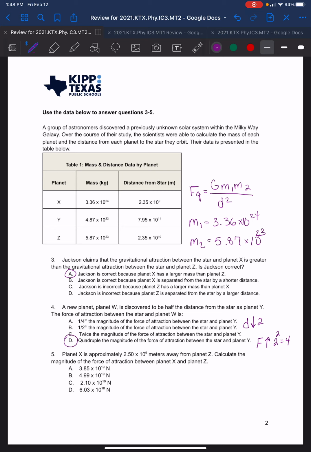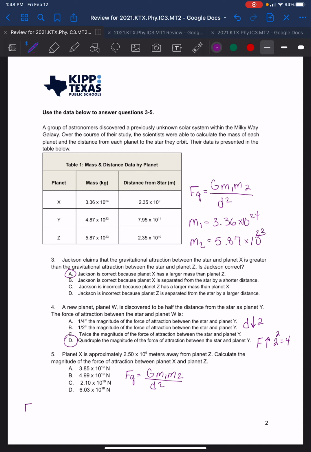Planet X is approximately 2.5 times 10 to the 9th meters away from planet Z. Calculate the magnitude of the force of attraction between planet X and Z. Okay, so in this one, we have to go in and do the calculations. So again, we know that force of gravity is equal to the gravitational constant times mass 1, mass 2, divided by distance squared.